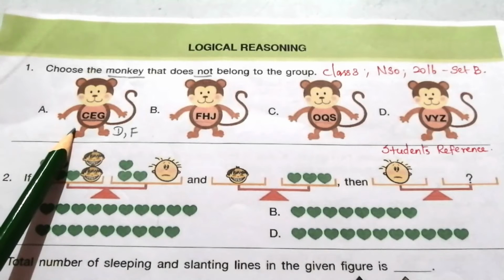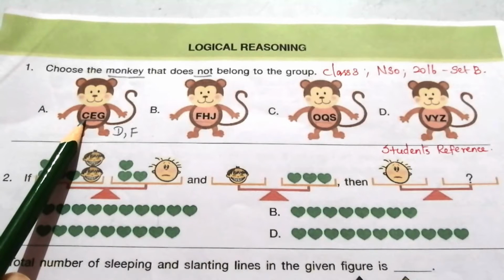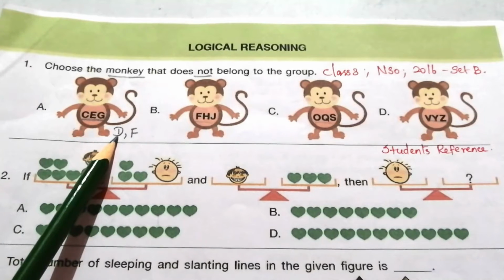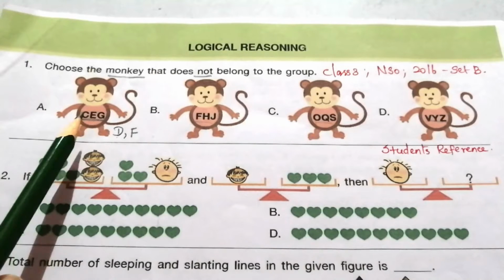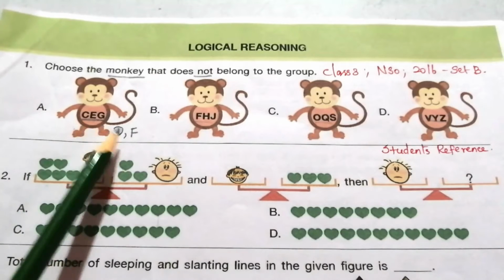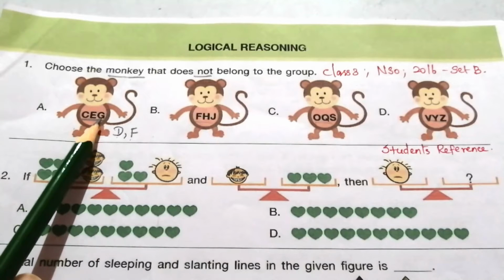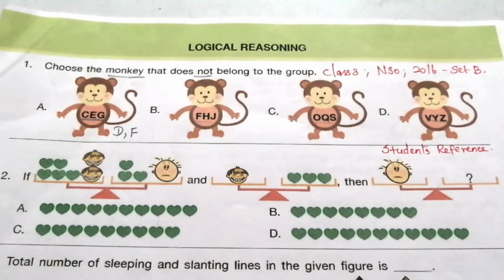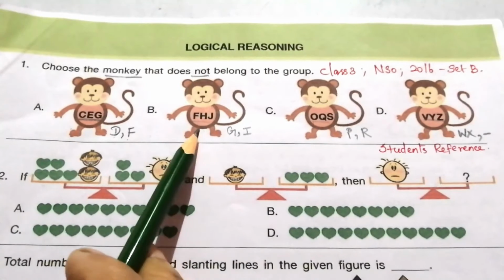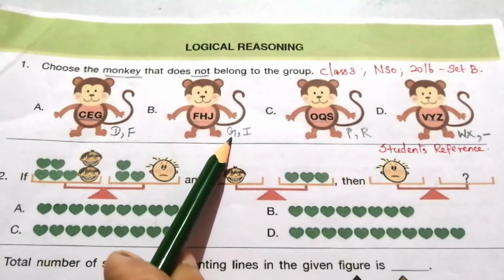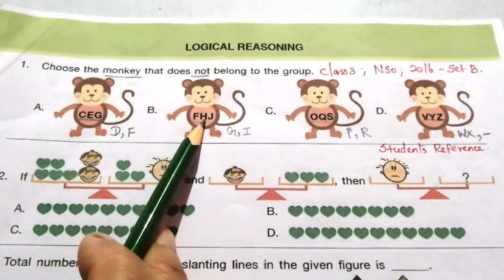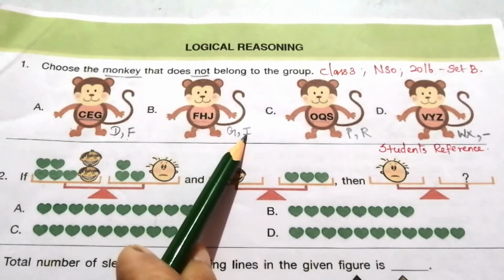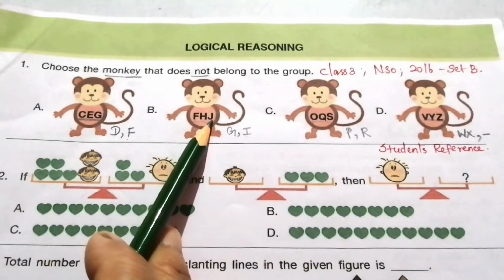If we check option A, the first letter is C. So we have to skip the next letter D, then we write E. Next we skip one letter, and we write the letter G. And in B, they have skipped one letter G between F and H. Likewise, skipped one letter I between H and J.